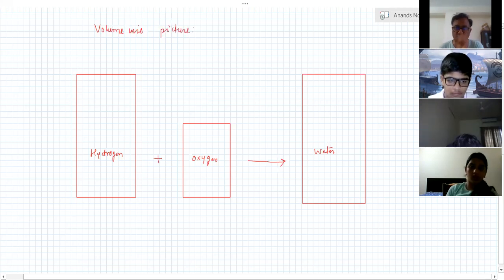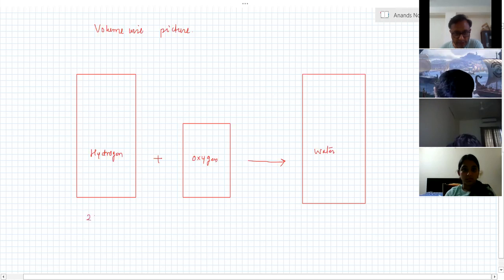Not a mass-wise picture. I'm presenting to you a volume-wise picture. What this means is, when Gay-Lussac did this, he said, whenever I want to form water, I always have to take 2 liters of hydrogen. I'm giving you an example. These 2 liters of hydrogen will combine with 1 liter of oxygen, and it is going to give you 2 liters of water. That means volume-wise, it was always a 2:1 combination.